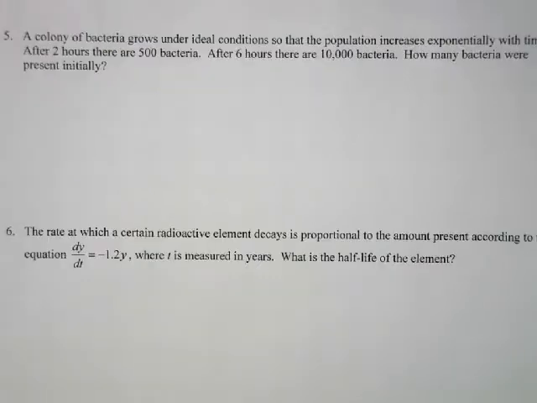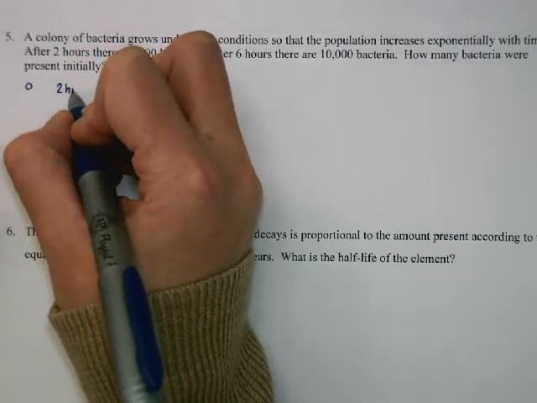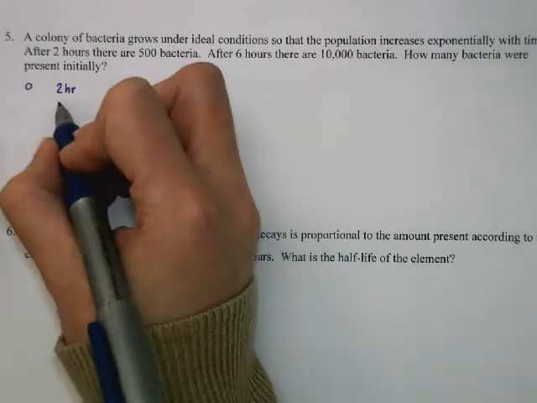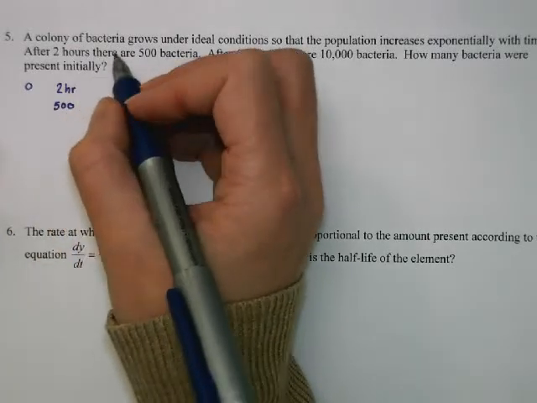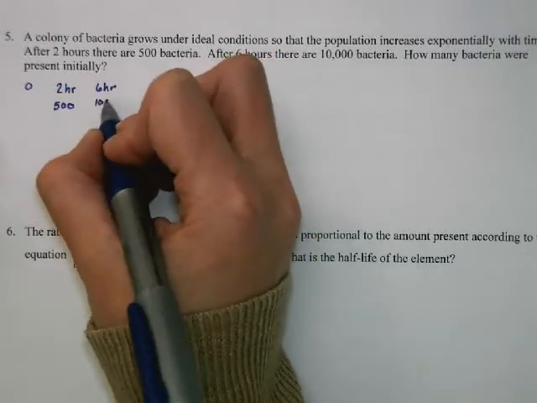Okay, our next example, a colony of bacteria grows under ideal conditions so that the population increases exponentially with time. After 2 hours, there are 500 bacteria. After 6 hours, there are 10,000 bacteria. How many bacteria were there initially? Okay, so we're working backwards. We know in 2 hours, we have 500. We know in 6 hours, we have 10,000.